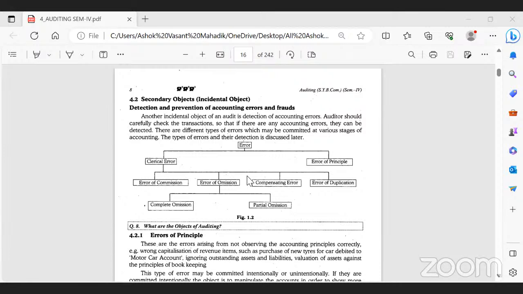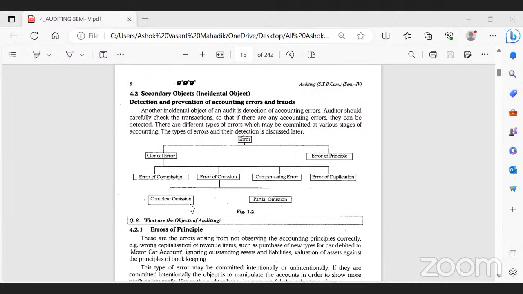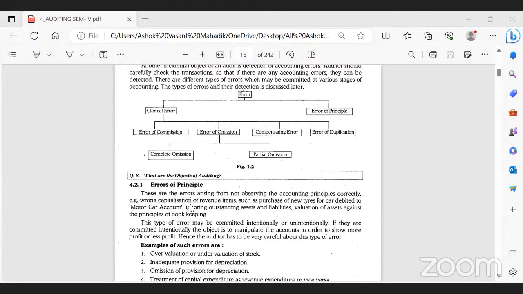Okay. Then we have a separate set, that is error of principle. When the accountant makes a gross mistake in following basic principles of accounting, then it is said to be an error of principle. Say, for example, I'll give you a small example. Suppose a swimming pool is constructed for workers or the staff members, and the accountant showed it as a staff welfare expense in P&L, that will be a gross mistake.